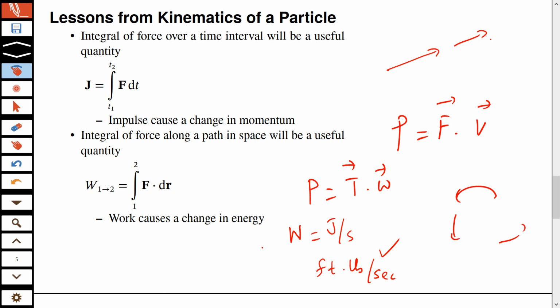Of course, there are other quantities. You can convert this into horsepower by some conversions. I don't remember the exact number, but some foot pound per second is equal to 1 horsepower.